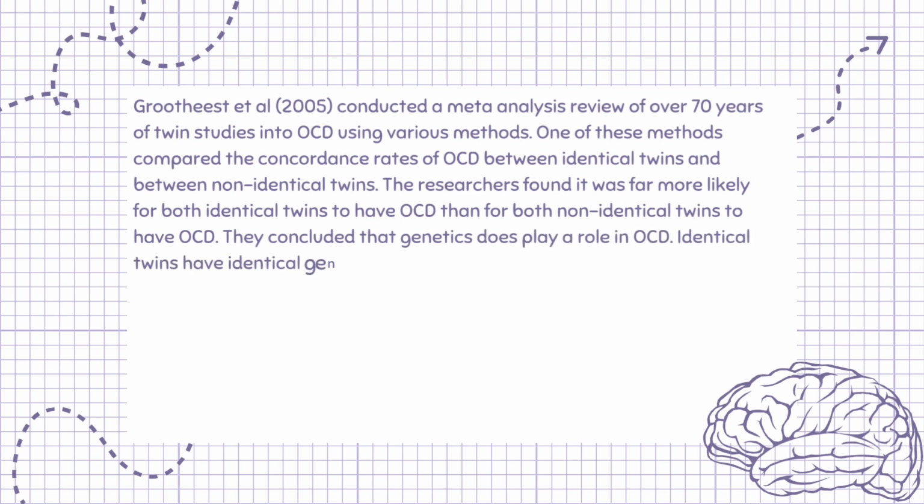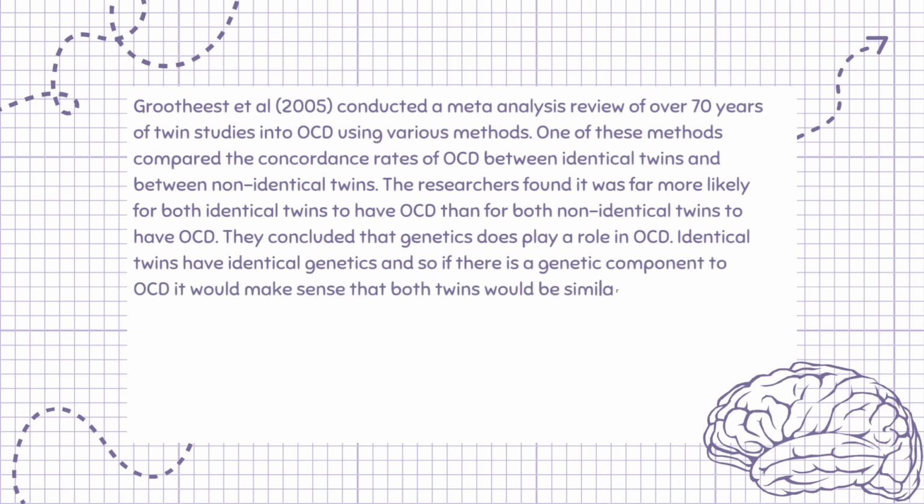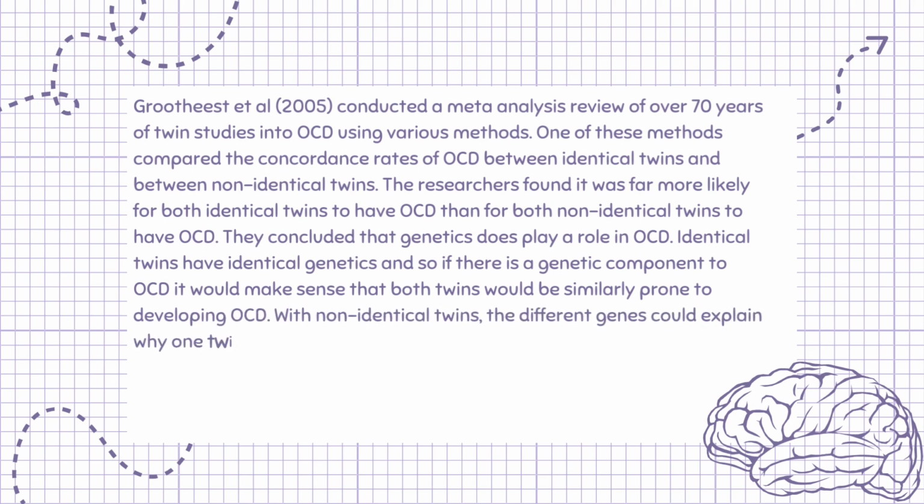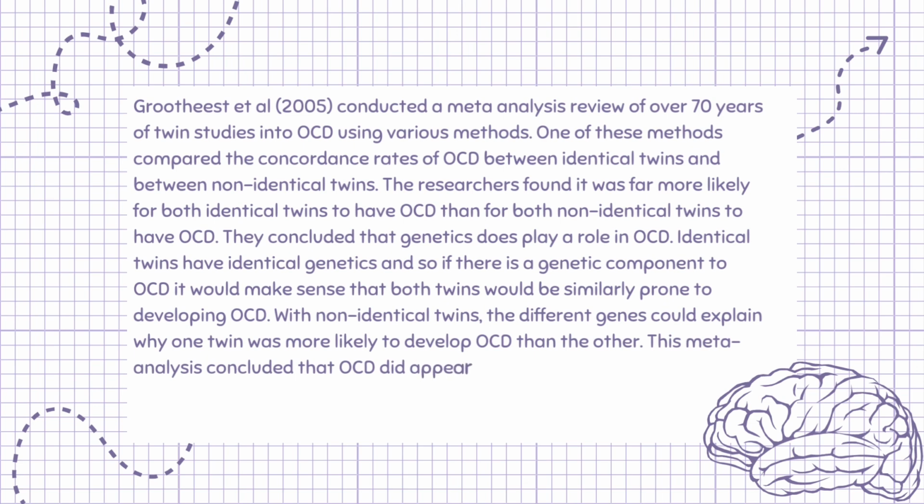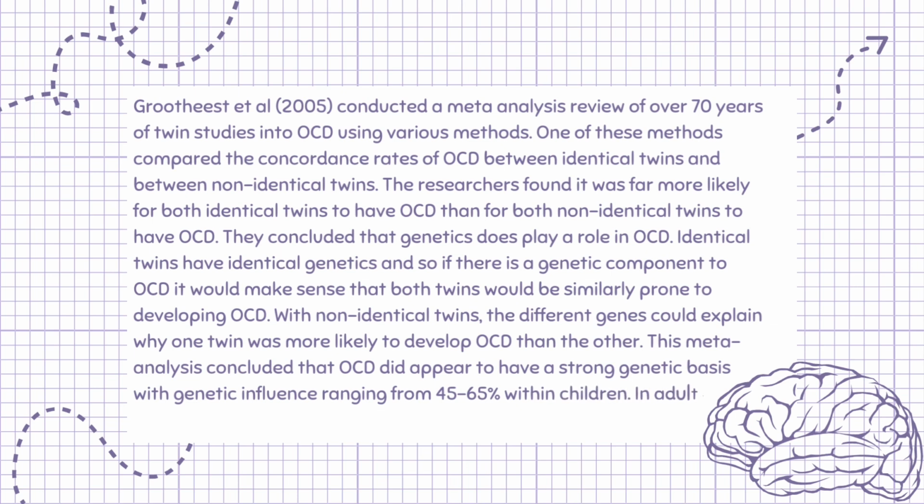Identical twins have identical genetics, and so if there is a genetic component to OCD, it would make sense that both twins would be similarly prone to developing OCD. With non-identical twins, the different genes could explain why one twin was more likely to develop OCD than the other. This meta-analysis concluded that OCD did appear to have a strong genetic basis, with genetic influence ranging from 45 to 65% within children. In adults, it was estimated that genetic influence ranges from 27 to 47%.